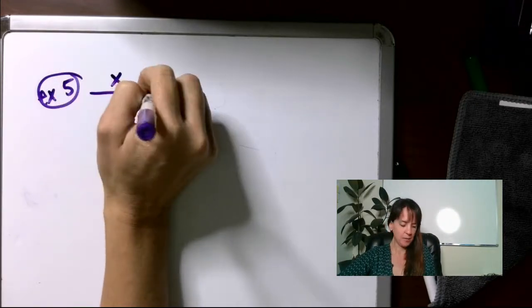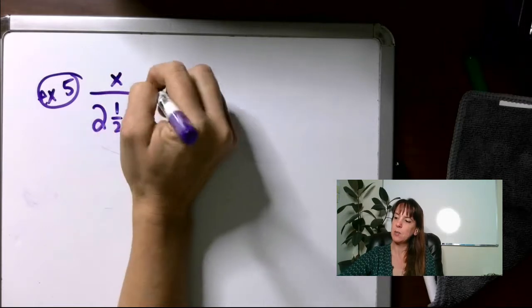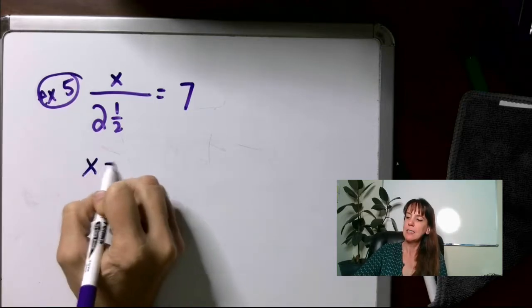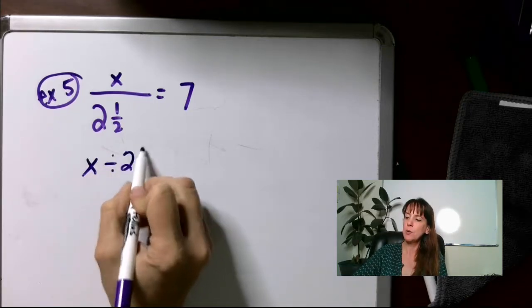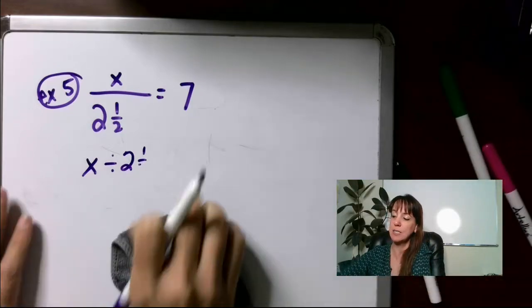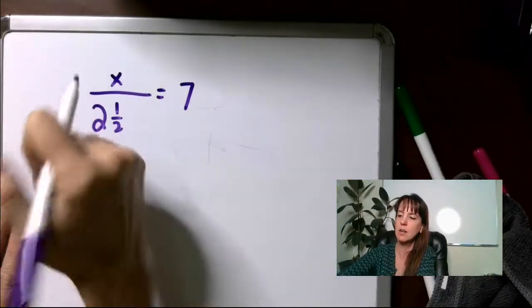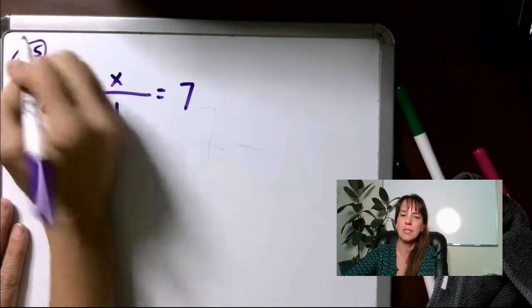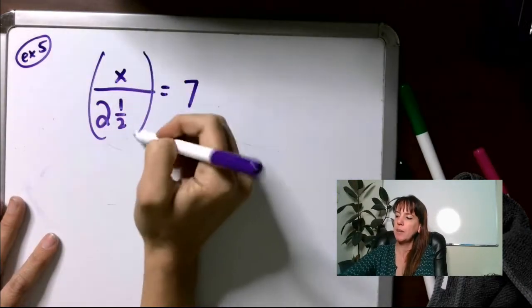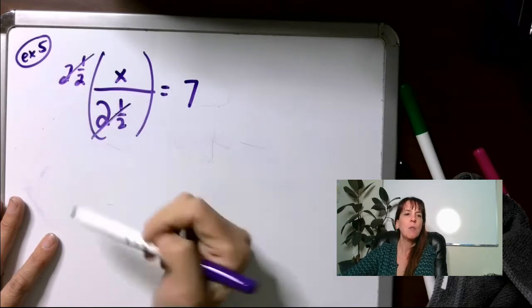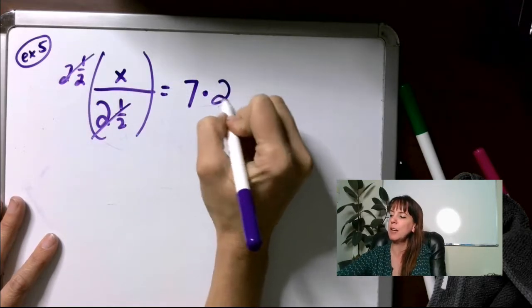X divided by 2.5 equals 7. So guys, this looks like a wonky fraction, right? Just remember, a fraction bar is just division. So x divided by 2 1/2. What's the opposite of division? Multiplication. So for example 5, we're going to multiply this by 2 1/2. This cancels out with this, but what I do to one side, I must do to the other.